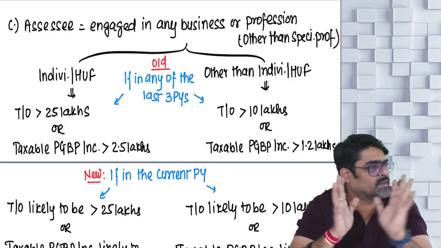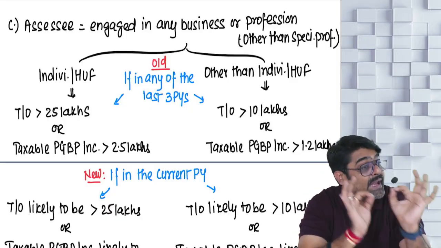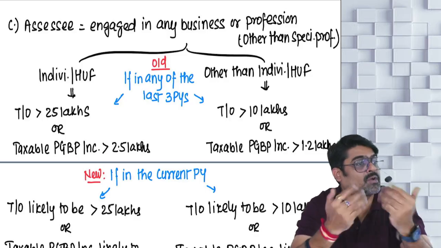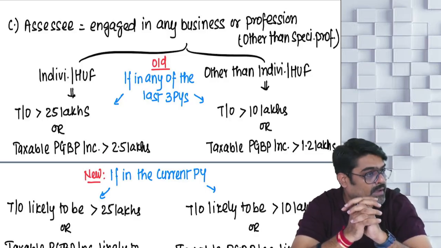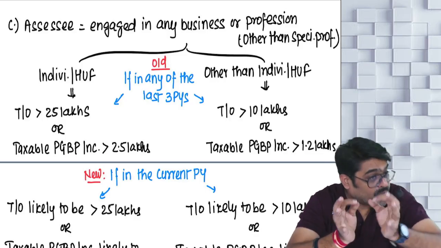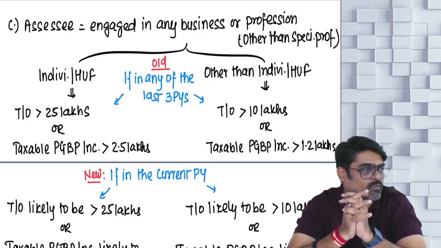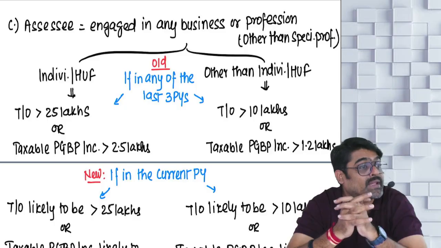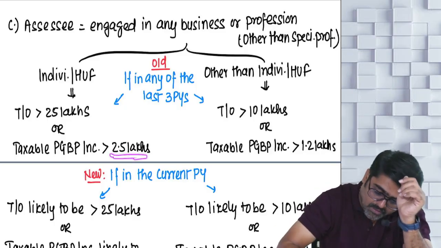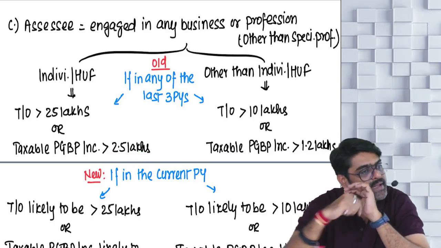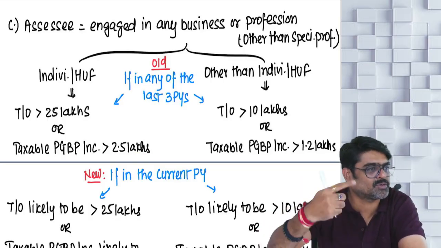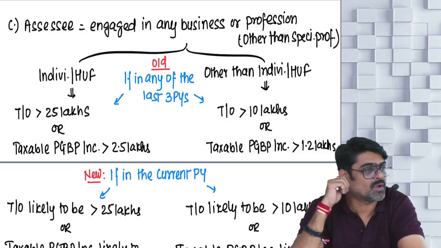If in any of the last 3 years your turnover was more than 25 lakhs, or if in any of the last 3 years your taxable PGBP income was more than 2,50,000, then compulsorily in this year you are supposed to maintain books and documents.